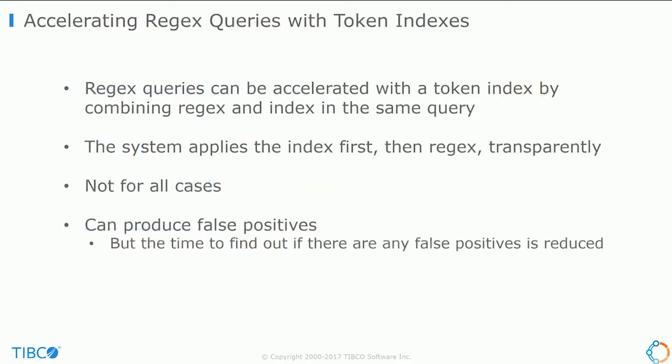Accelerating regex queries with token-based indexes. Regular expression queries can be accelerated with token indexes by combining the regex and the indexes together, all in the same query, all seamlessly. And again, this is what we demonstrated with our advanced search. The system applies the token index first, then the regular expression on the result set. This is all done seamlessly and transparently, as you've seen. This allows for faster regular expression search by working across smaller result sets.